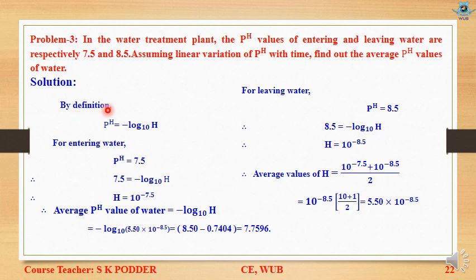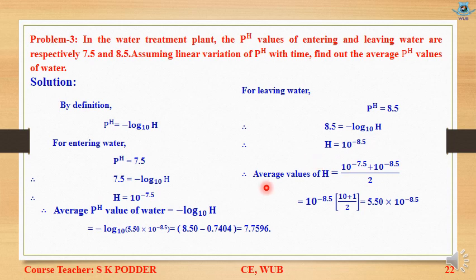Let's see. By definition, pH means the minus logarithm of the hydrogen ion concentration. For entering water, pH is equal to 7.5. So 7.5 is equal to minus the logarithm of the hydrogen ion concentration, so the hydrogen ion concentration is 10^-7.5. Also for leaving water, pH is equal to 8.5, and the hydrogen ion concentration is 10^-8.5.